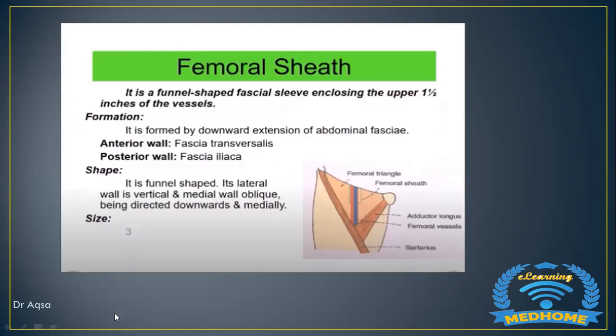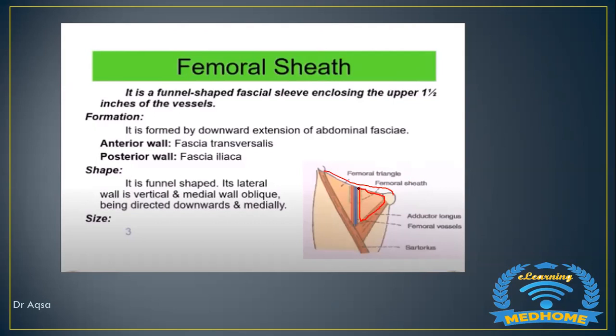So if you look here, this is the inguinal ligament, and the area below the inguinal ligament is known as the femoral sheath. It is 1.5 inch, or 2.5 centimeter, below the inguinal ligament.